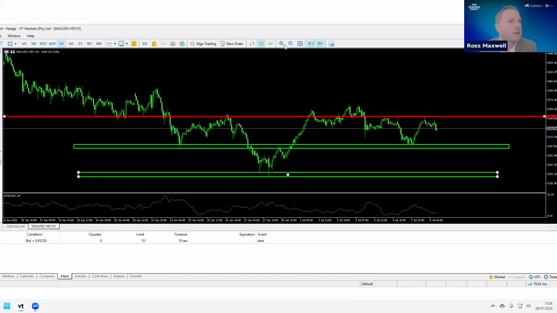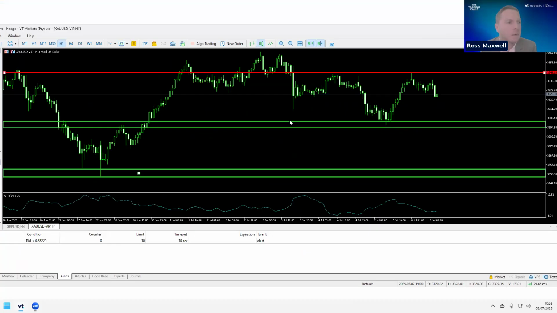Okay, I've got a request to change the colors of the candlesticks. If it's okay, Dorothy, I'll do that for the next session rather than doing that right now, just because, like I say, I'm really conscious of the time at the moment, and I want to get through as much of this as possible.